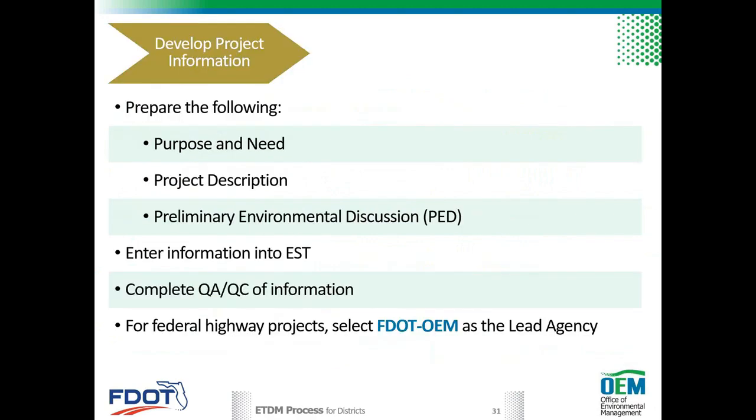For each qualifying project, the district develops the project information, enters it into the EST, and reviews the information for completeness and accuracy. For federal highway projects under NEPA assignment, FDOT OEM is identified as the lead agency. So after NEPA assignment, it's no longer Federal Highway, it is FDOT's Office of Environmental Management.